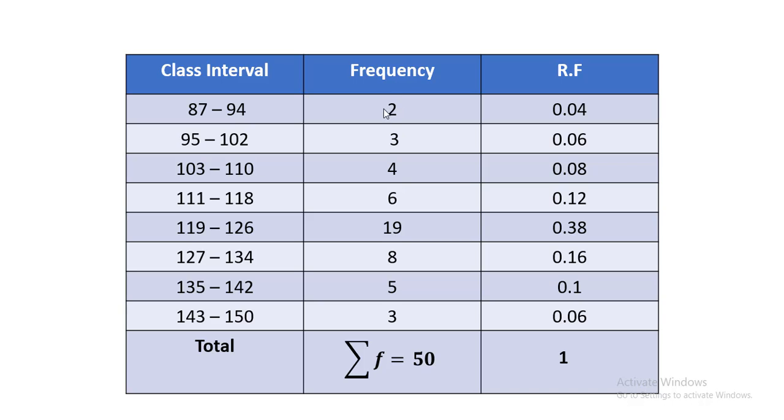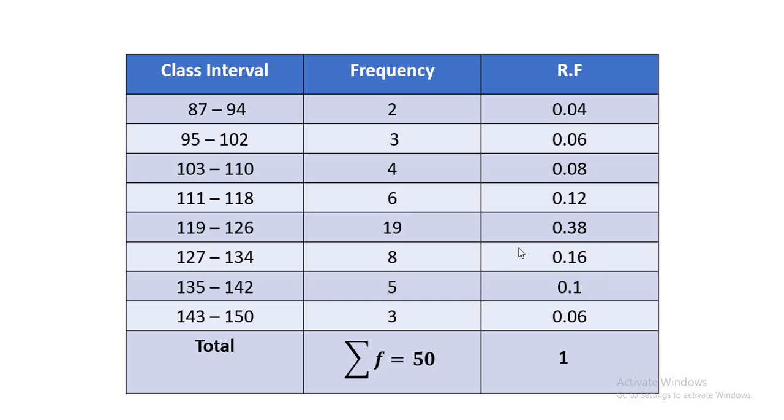There you go. 2 divided by 50 gives you 0.04. 3 divided by 50 gives you 0.06. 4 divided by 50 gives you 0.08. 6 divided by 50 gives you 0.12. 19 divided by 50 gives me 0.38. 8 divided by 50 gives me 0.16. 5 divided by 50 gives 0.1, and 3 divided by 50 gives me 0.06.